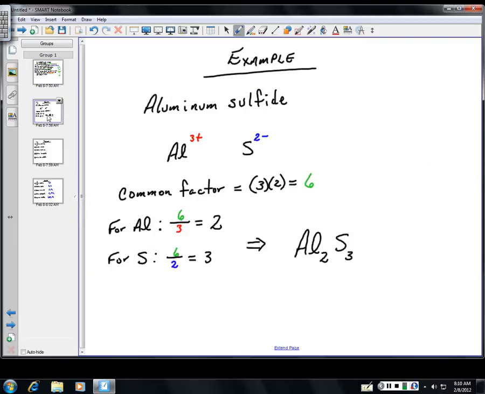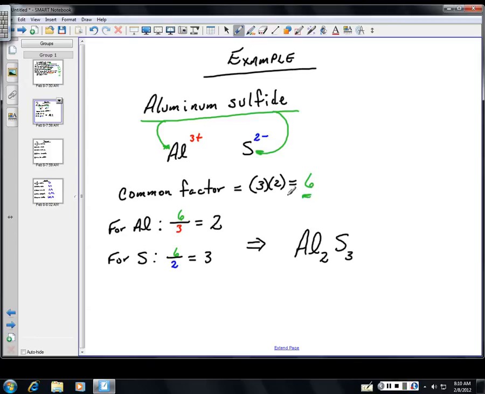All right, here's our example. We're given the name aluminum sulfide. All right? First thing I'm going to do is come down and write aluminum. I'm going to see that it's in group 3, so I'm going to go right ahead and put a 3+ on it. I'm going to go to my anion sheet and find sulfide and write S, and from the anion sheet it's got a 2- on it. All right, so my lowest common factor then would be the 3 times the 2, or 6.